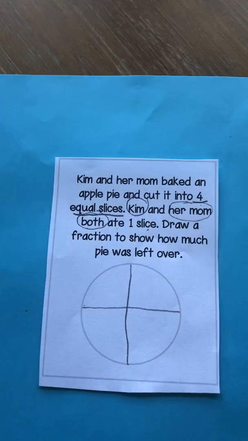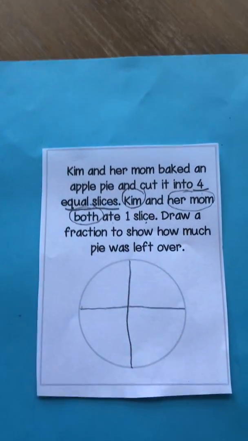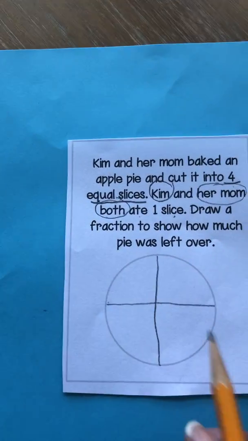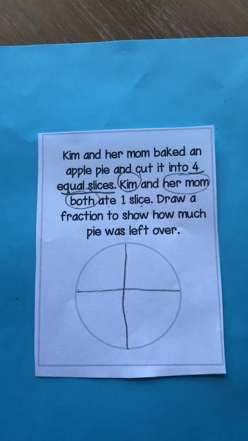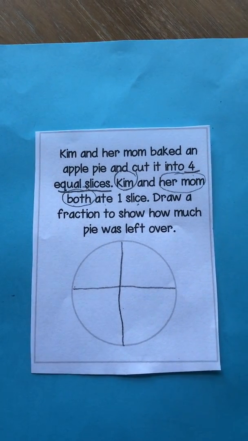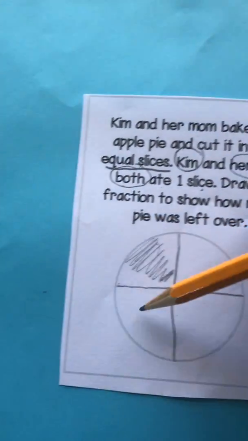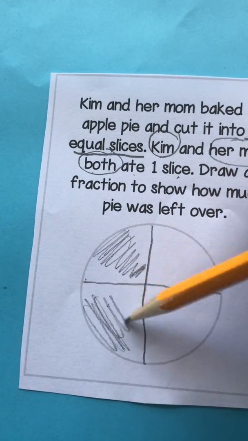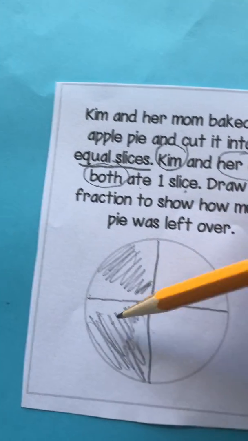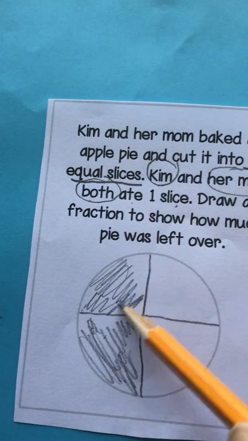So if they both ate a slice, how many slices did they eat that we would shade in our model? If you said 2, you are correct. So this would be Kim's slice, and this could be her mom's slice. Make sense? Yes, it does.